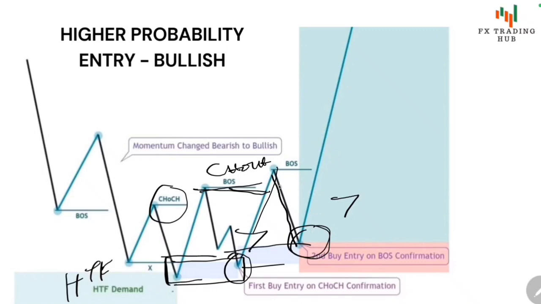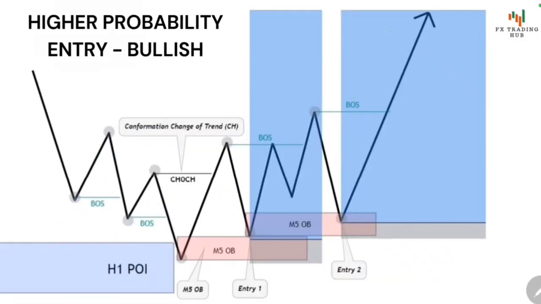Here, when price makes the second leg, it is very, very high probability that this trade is going to work out. So I'm trying to depict it again another way.